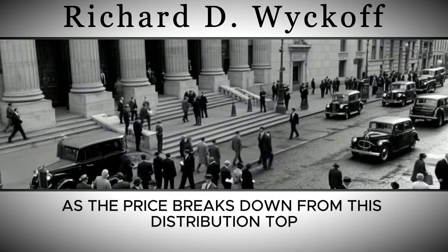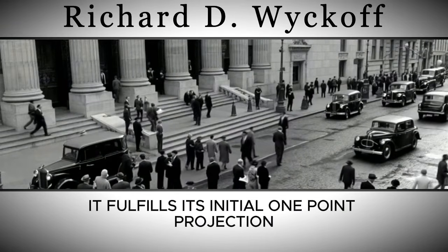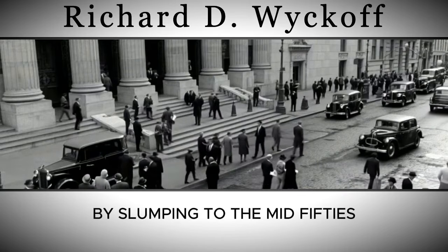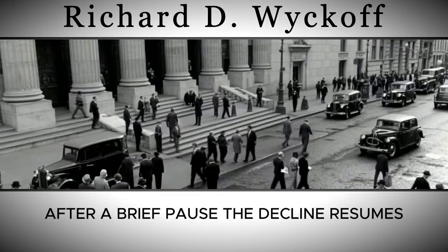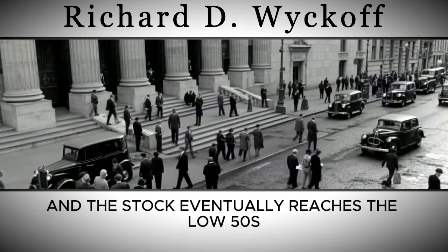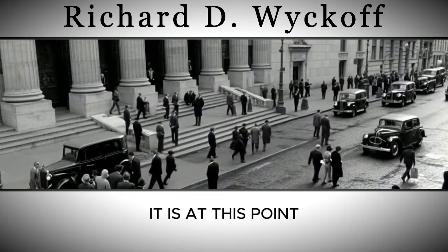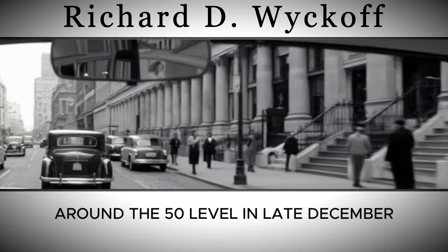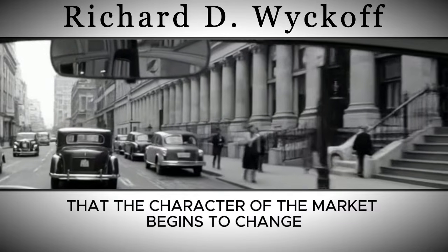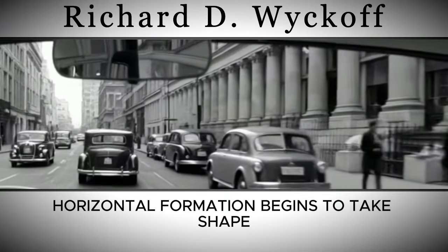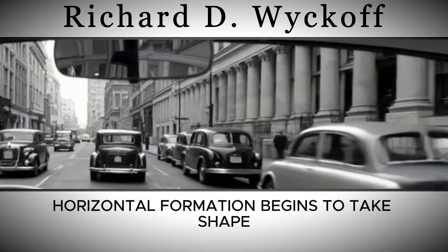As the price breaks down from this distribution top, it fulfills its initial 1-point projection by slumping to the mid-50s. After a brief pause, the decline resumes, and the stock eventually reaches the low 50s. It is at this point, around the 50 level in late December, that the character of the market begins to change. A new and far more extensive horizontal formation begins to take shape.